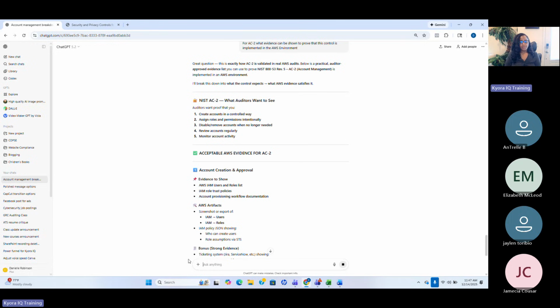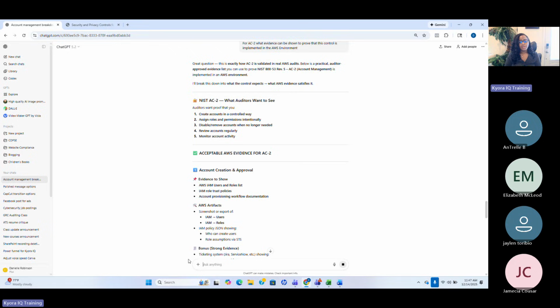Okay, so it's going to tell you what auditors want to see. Auditors want proof that you create accounts in a controlled way, assign roles and permissions intentionally, disable and remove accounts when no longer needed, review access regularly, and monitor account activity.